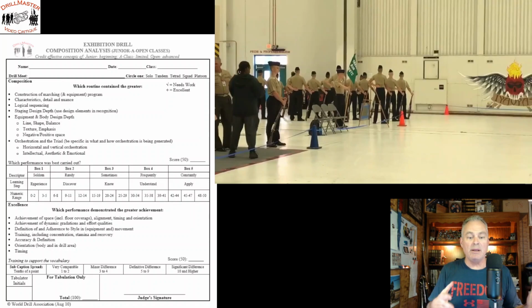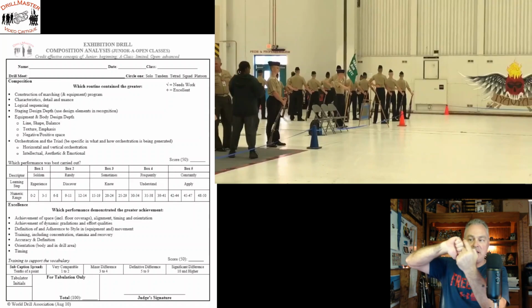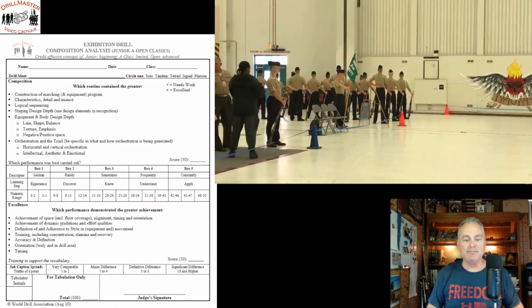So equipment, obviously they're using the rifle. How deep of the design for the rifle does it go? Is there line, shape, and balance, texture, and emphasis, negative, positive space? So negative, positive space, this is negative space, this is positive space. Imagine my fist being, let's say, 16 members of a drill team, and they're all lined up, four here, four here, four here, four here. That's positive space. Now, imagine all of the team coming out, and there's four here, four here, four here, and four here. That is negative space. There's different variations of that, but that's a general overview.